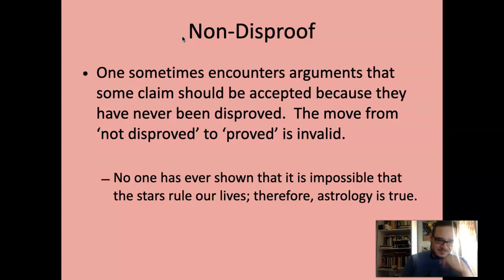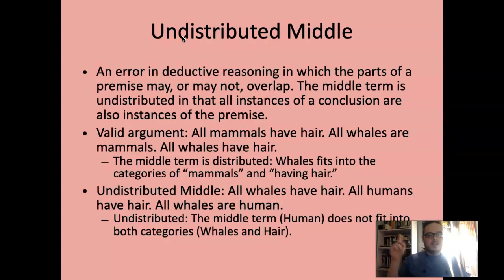Non-disproof. All right. Someone encounters an argument that some claim should be accepted because it has never been disproved. This is invalid: the move from not disproved to proved is invalid. "No one has ever shown that it is impossible for the stars to rule our lives. Therefore, astrology is true." No, you can't conclude anything. No evidence is no evidence. That's a non-disproof.